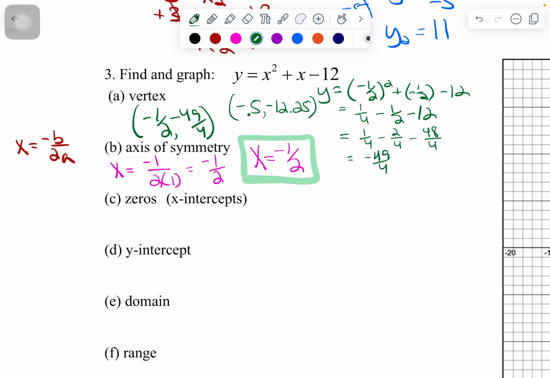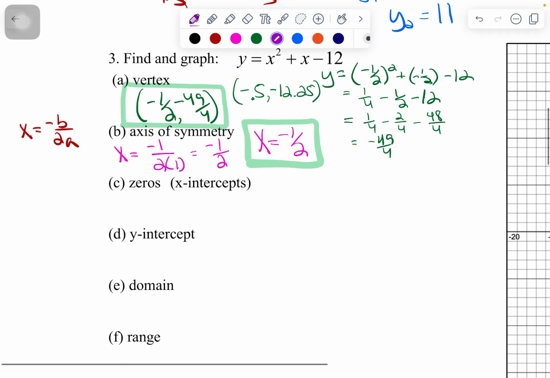Now, as far as the answer goes, I do have a preference for the fractional answer. However, knowing that I'm going to need to graph this eventually, negative 49 over 4 and trying to graph it, not so much. But negative 12.25, I can at least estimate that. All right, let's see if the zeros are going to be easier to find than that vertex was. Ew.